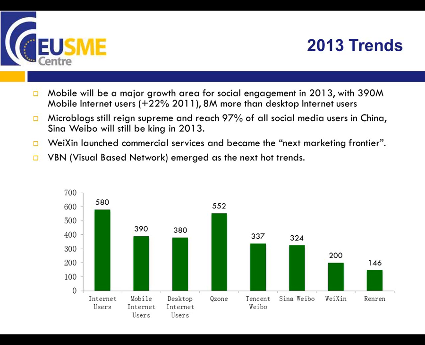Microblogs are reigning, and I'll come back to microblogs a little bit later, but you can see on your screen we're talking about Tencent Weibo, Sina Weibo, Weixin. Those are Chinese-only platforms. As you might know, traditional platforms that we see in the West, such as Facebook, Twitter, and YouTube, are not available in China.